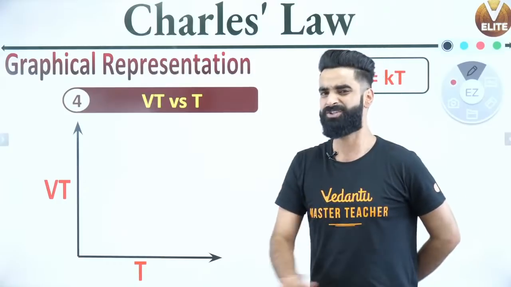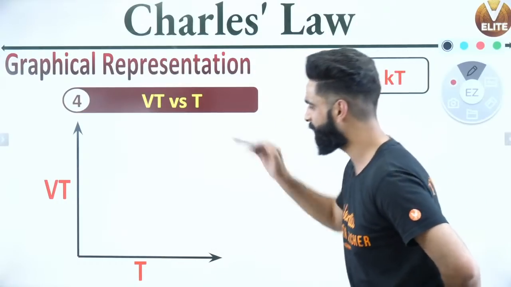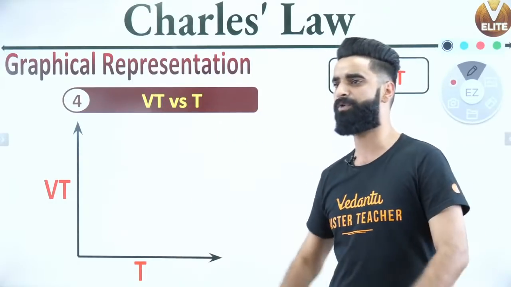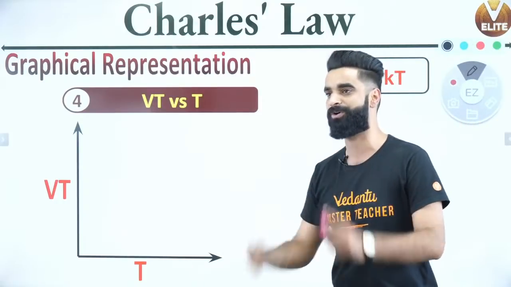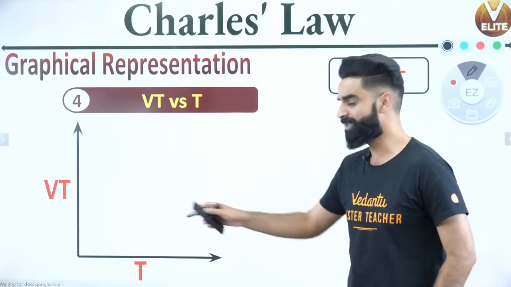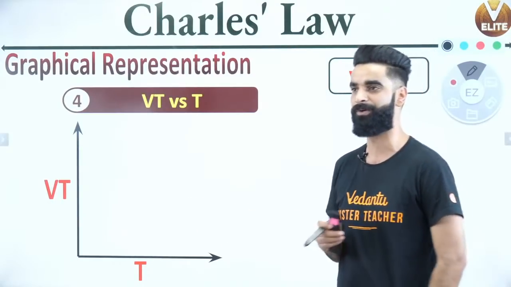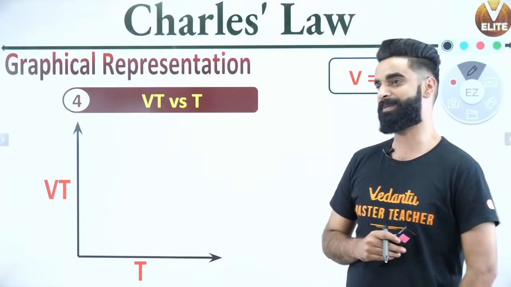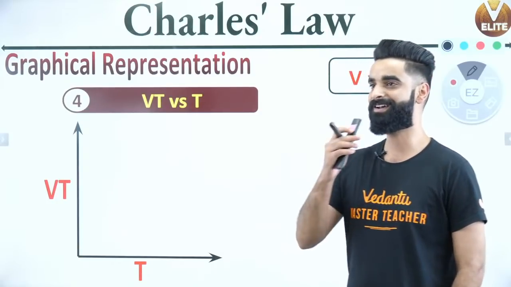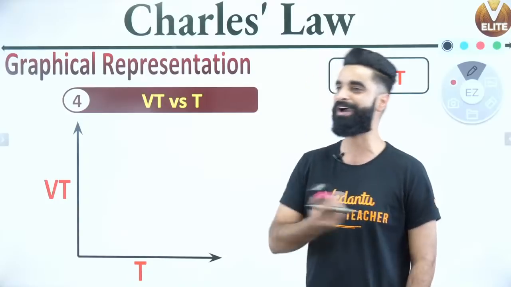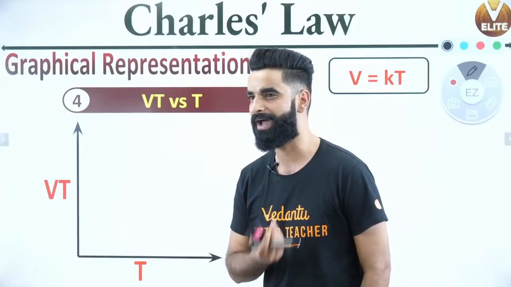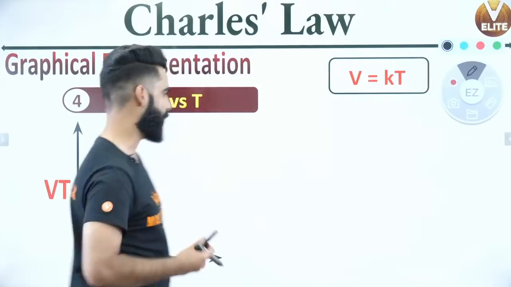I'm giving you some time. Just have a look at the curve. Just tell me what will be the nature of the curve between VT versus T. I want you guys to answer in the chat box. A lot of people are saying parabola. Some are saying curve upwards, parabola, hyperbolic, y is equal to mx square. One more guy is saying y is equal to mx minus c. So let's have a look at this curve as well, guys.